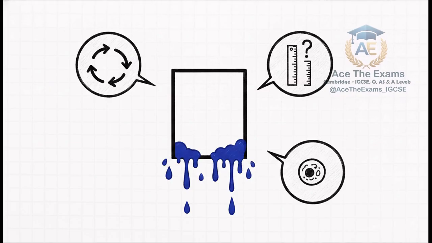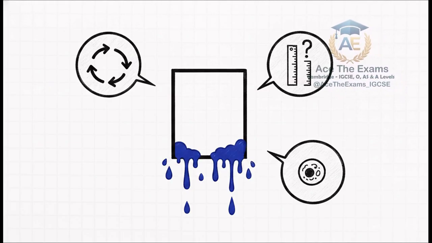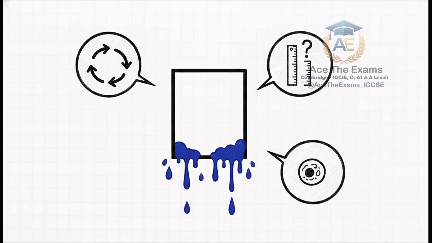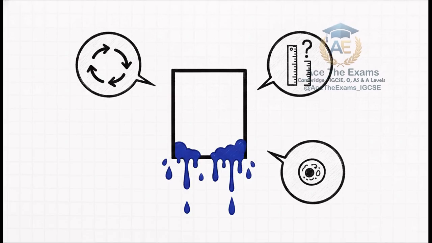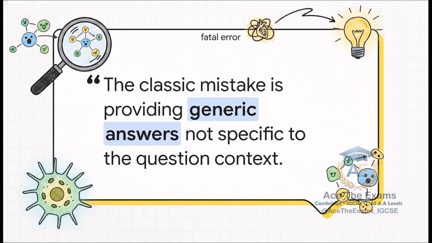Just saying a cell is bigger is totally useless. You need specific micrometers and proper descriptive terms. And third, providing answers that completely lack specific context. And that brings us to the vital examiner clue I promised you earlier. Context is literally everything. Failing to link your knowledge to the specific scenario they gave you is a fatal error.